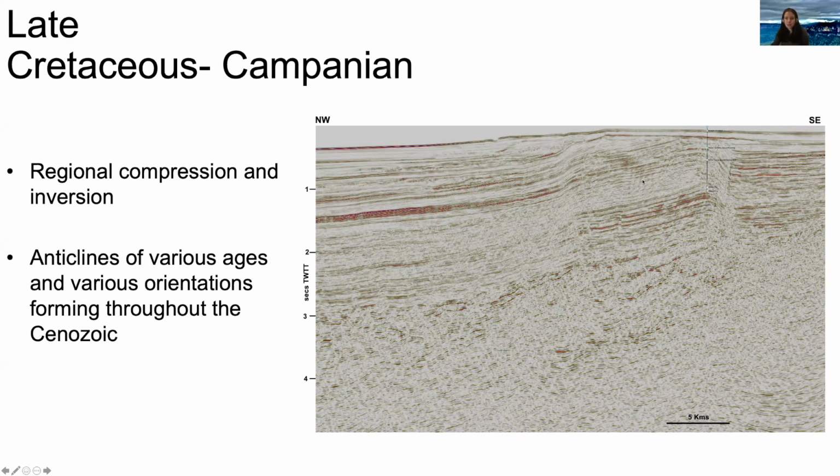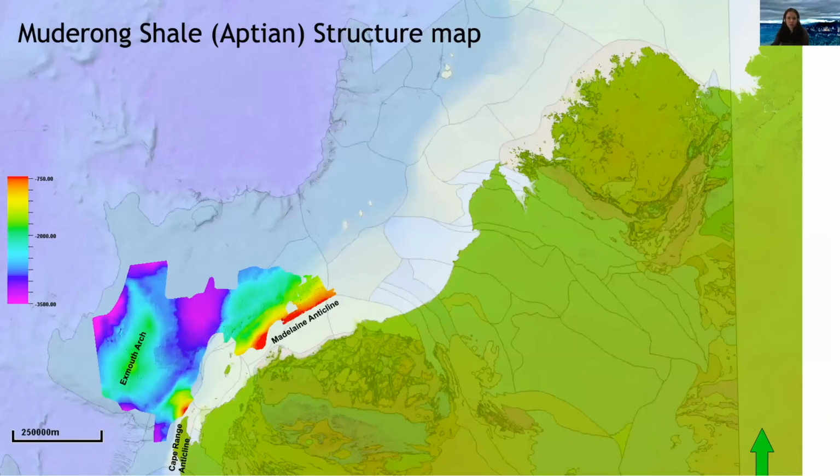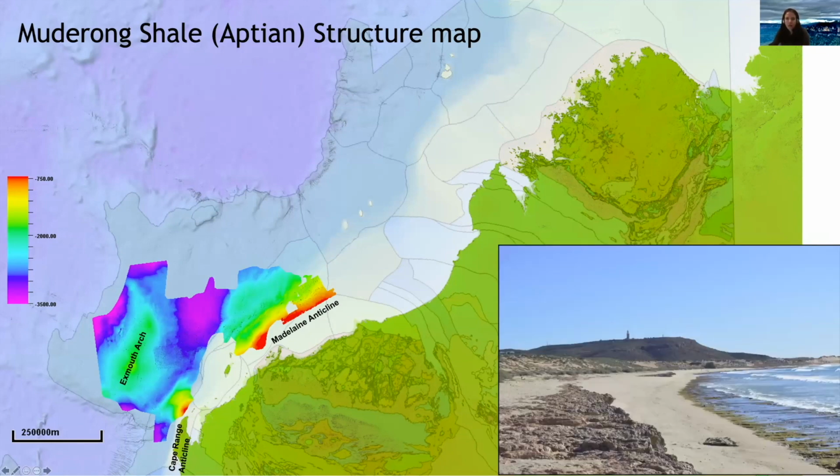This is an example from the Baku subbasin, and as you can see, the structure is here. But one of the interesting things is that we also see anticlines of various ages and various orientations forming throughout the entire Cenozoic. This is also an example of the Cape Range anticline, or sorry, the structure map of the Aptian. And then this is the Cape Range anticline, a photo of the outcrop.